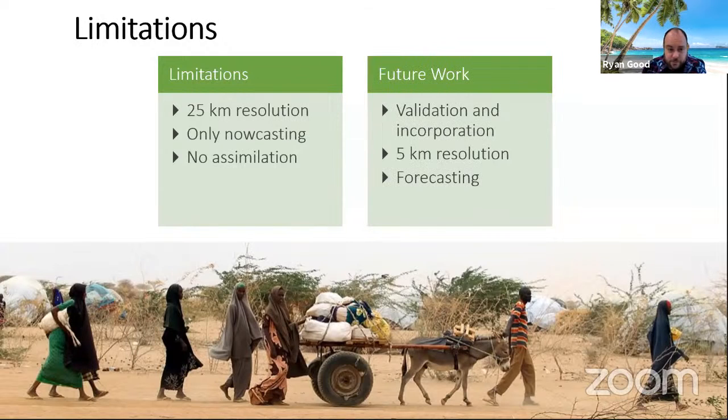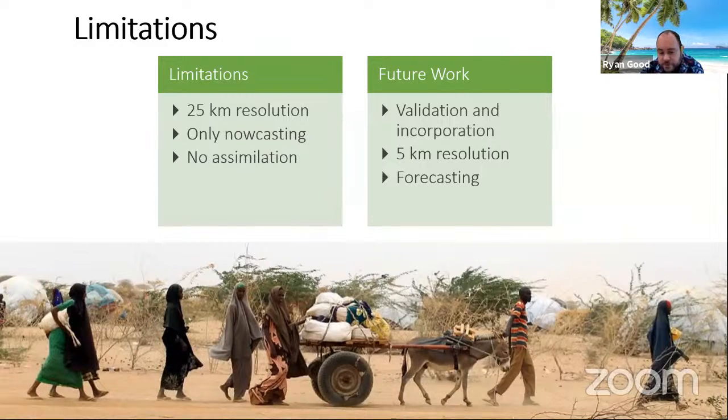These limitations bring us to the future work of where this will go moving forward to become hopefully more useful for people on the ground. This includes running the model at the 5-kilometer resolution that I mentioned, as well as trying to aid the NDMA in incorporating more useful geospatial analysis into their early warning bulletins.